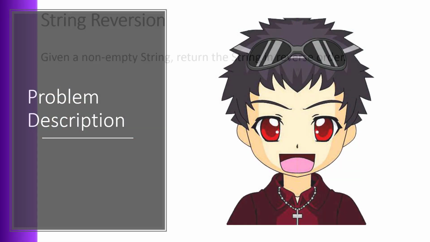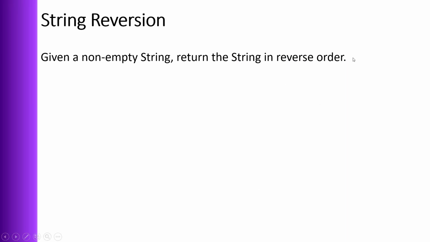Okay, for the problem description. Given a non-empty string, we have to return the string in reverse order. So our example would be as follows. dog should return god, and world should return the reverse order dlrow.